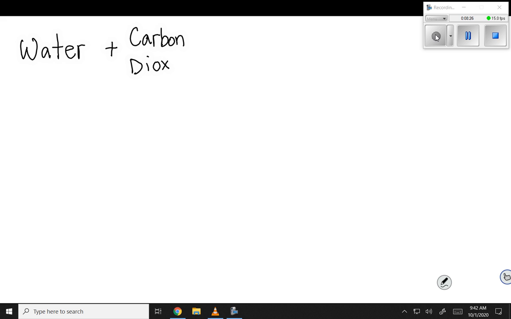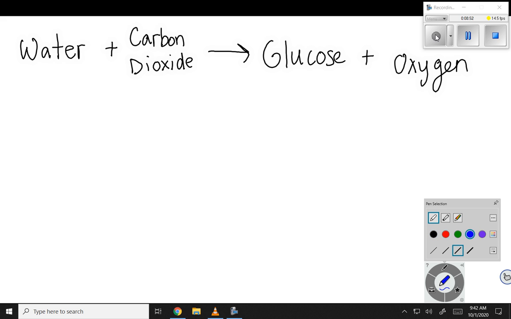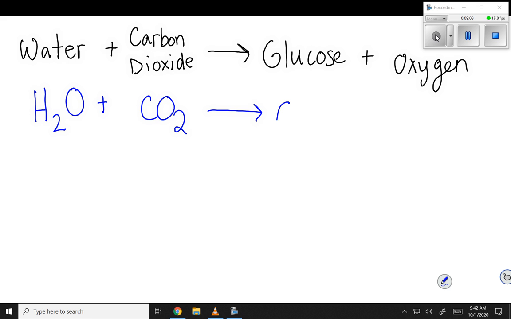Well, it's true that plants need water and carbon dioxide. And if you give a plant water and carbon dioxide, it's able to make the sugar glucose. And then plants also release oxygen, which is where us animals get the oxygen that we breathe in. And let's add the chemical formulas for those. So water is H2O, carbon dioxide is CO2, glucose is C6H12O6, and oxygen is O2.